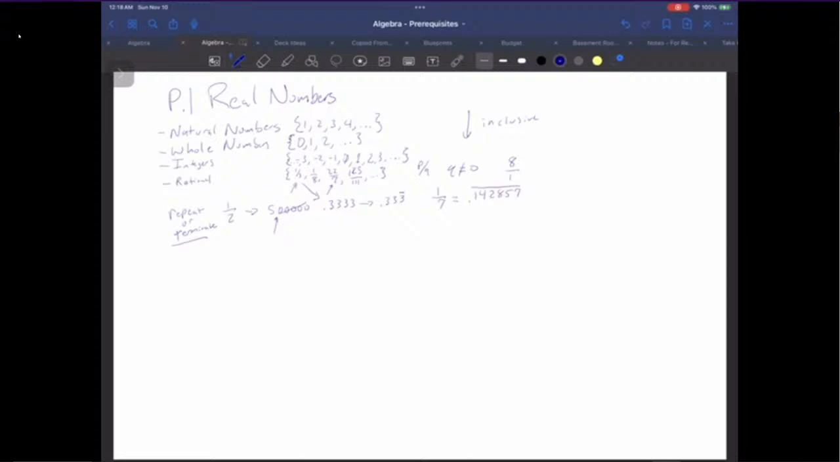So we talked about the repeating and terminating decimals. A number that cannot be written as a ratio of two integers is called irrational. So you have the irrational numbers.